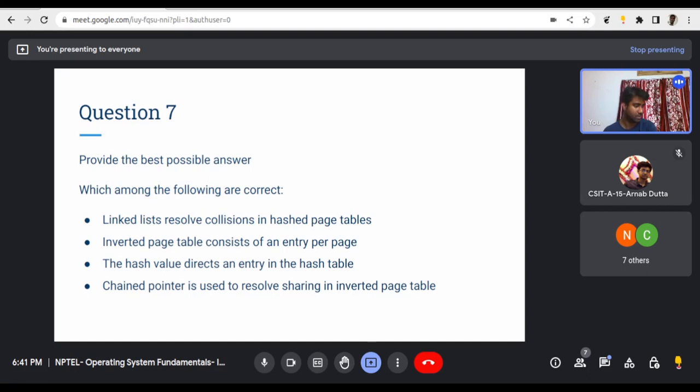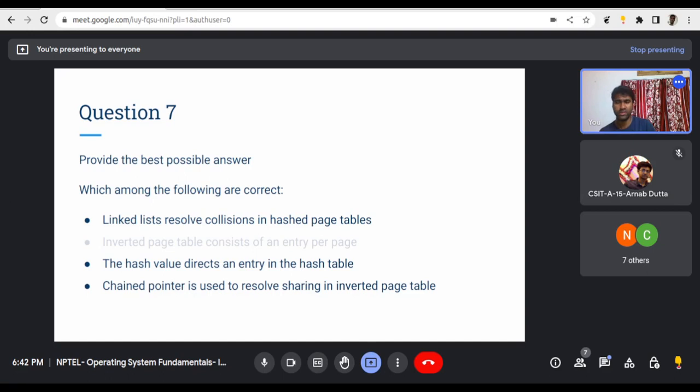So anyone else would like to contribute to the answer? I got one answer, two answers. Okay, so this is the answer to this question. Linked lists are what is used if there is a collision in hashed page tables; there is the process of chaining, as I was saying. So linked lists are used in those cases. We'll look at how linked lists are used in those cases.